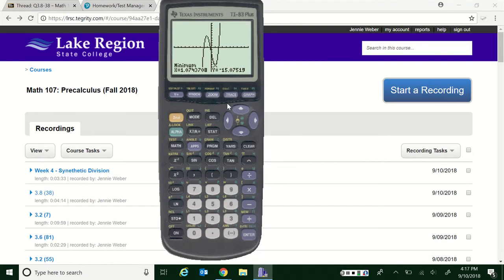So that gives you some ideas of things you can do with your calculator to check your zeros as you work through your problems, as well as find both the y-intercept and how to find the max and min, which can also be a useful tool.